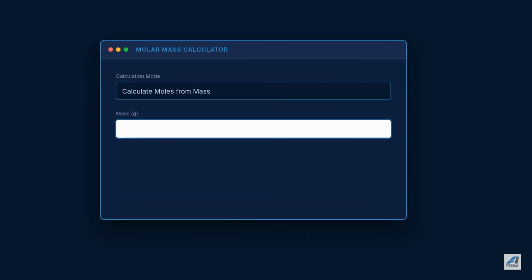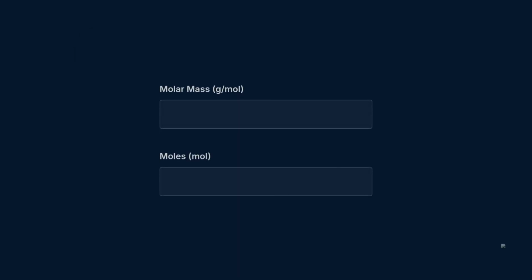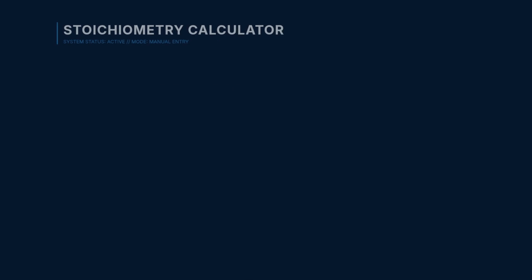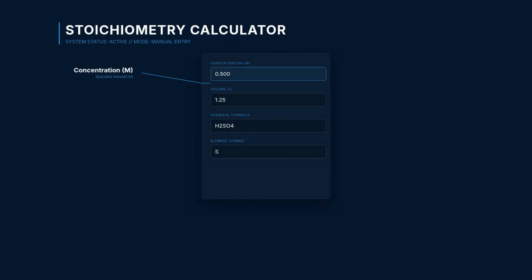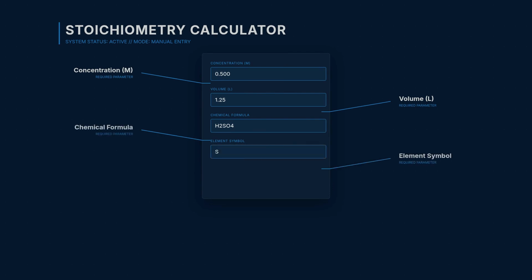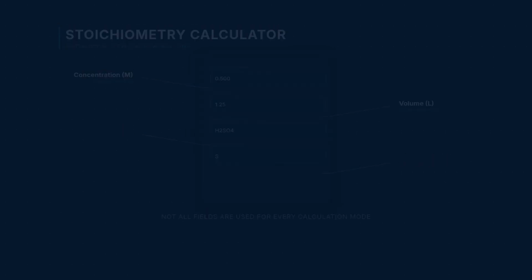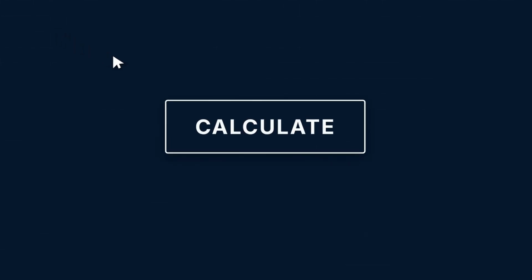Next, enter your mass in grams, then your molar mass in grams per mole. You'll also see fields for moles in mole, concentration in M, volume in L, chemical formula, and element symbol. Not all fields are used for every calculation mode. For our example, I'll enter 10 for mass in grams and 10 for molar mass in grams per mole.